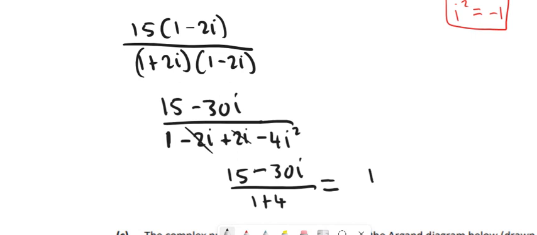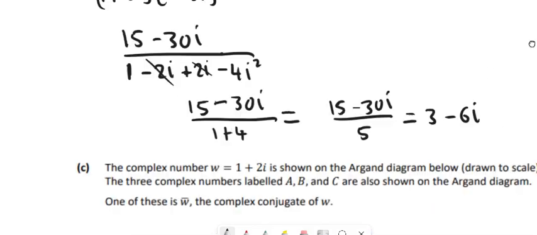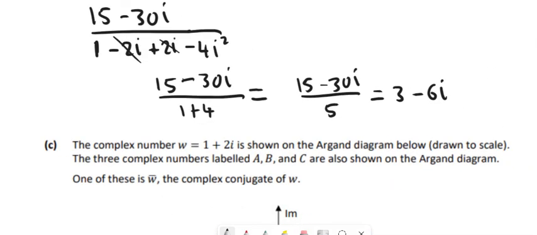Right, so we get 15 minus 30i, and on the bottom we have 5. And last thing, I can divide the 5 into both of those, so 15 divided by 5 is 3, minus 30i divided by 5 will be minus 6i. And that's all for that.